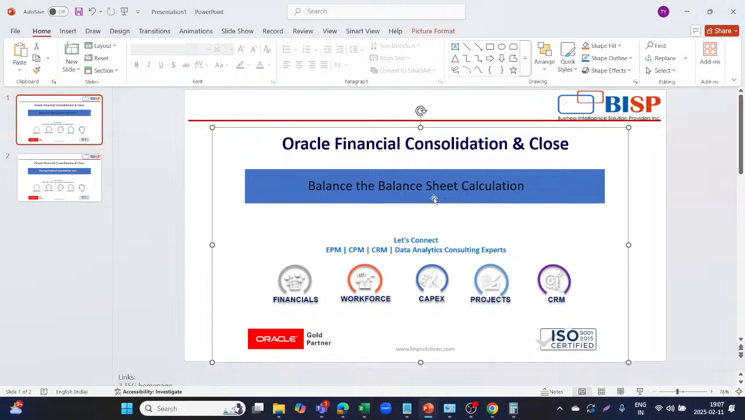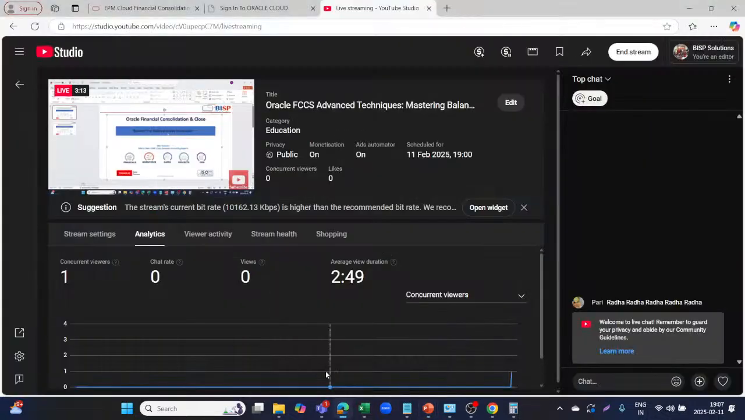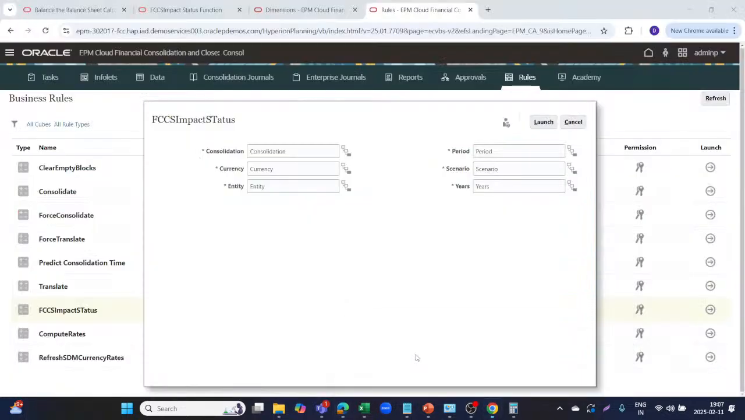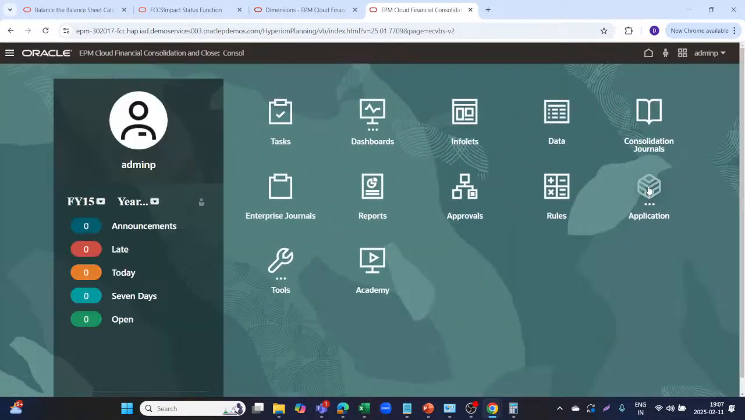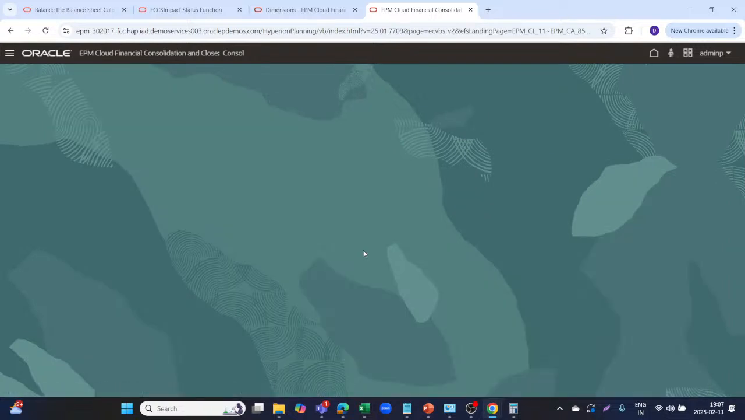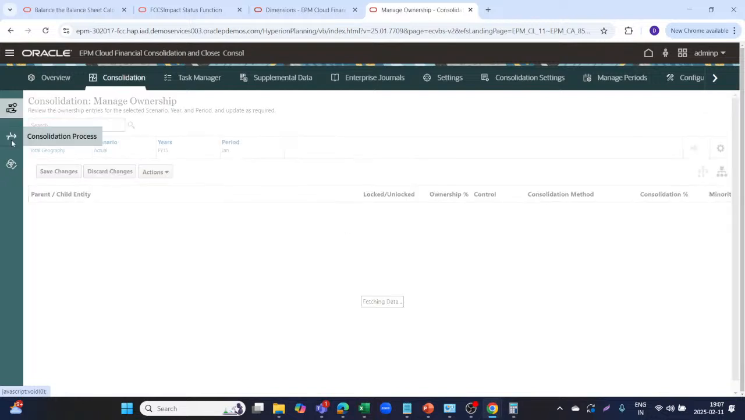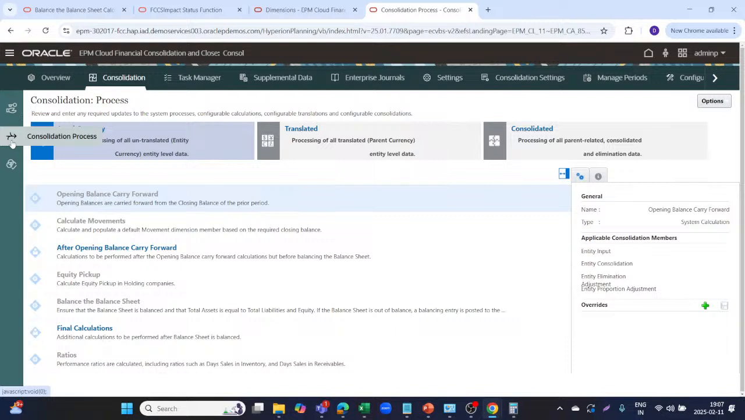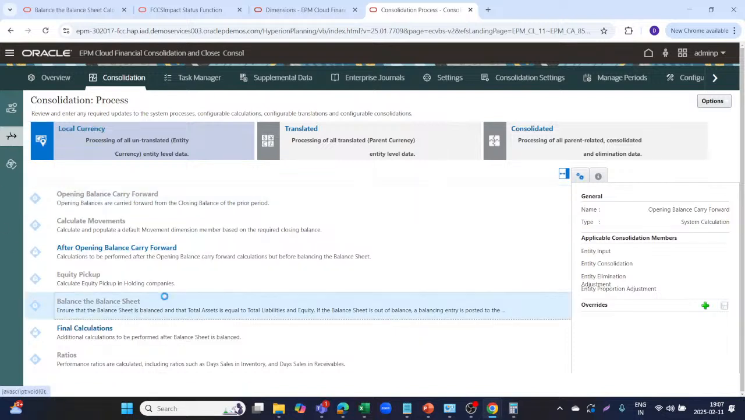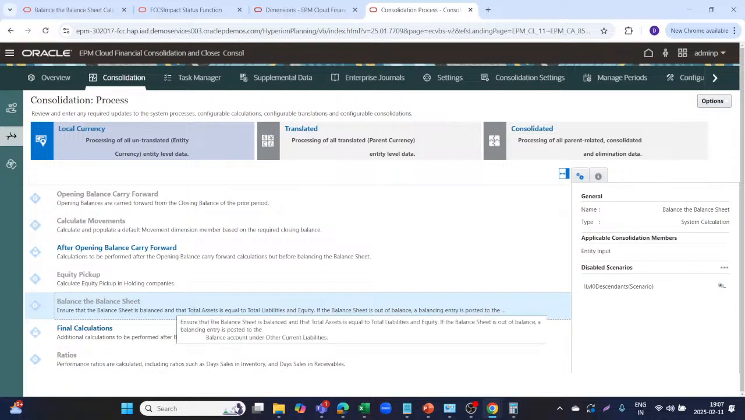How this is done. If you go to Application and Consolidation, under your consolidation process, you can see this Balance the Balance Sheet process is there, which says ensure that the balance sheet is balanced and the total assets is equal to the total liabilities and equity.